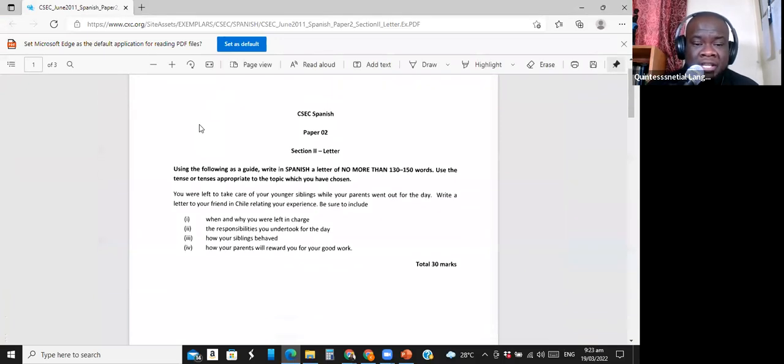Letter writing: you will have to take care of your younger siblings while your parents went out for the day. Write a letter to your friend in Chile relating your experience, being sure to include when and why you were left in charge, responsibilities you undertook for the day, how siblings behaved, how your parents will reward you for your good work, etc. Right? So these are the points.